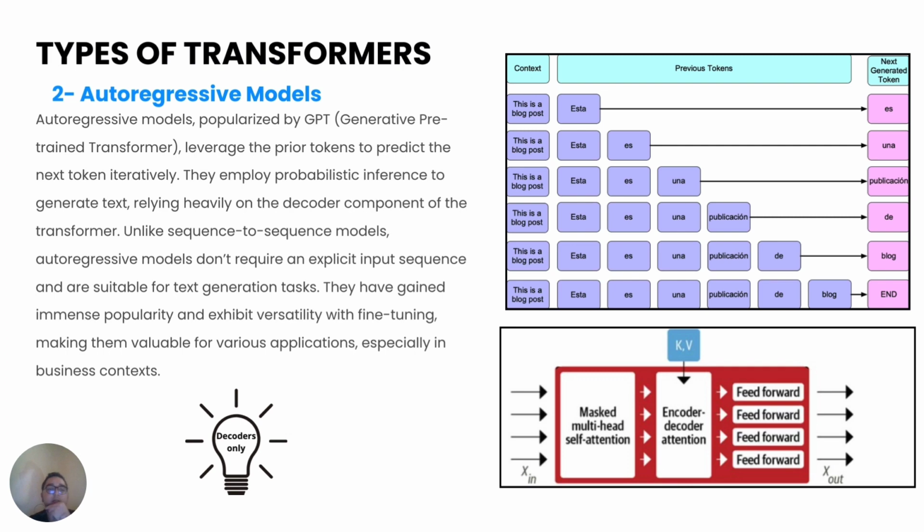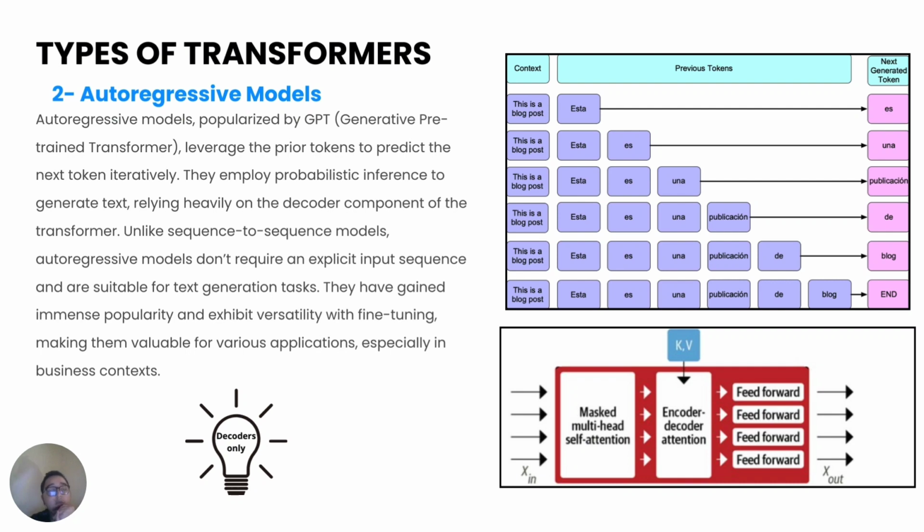The second type is the autoregressive models, popularized by GPT, generative pre-trained transformer. They leverage the prior tokens to predict the next token iteratively. They employ probabilistic inference to generate text, relying heavily on the decoder component of the transformer. Unlike sequence-to-sequence models, autoregressive models don't require an explicit input sequence and are suitable for text generation tasks. They have gained immense popularity and exhibit versatility, with fine-tuning making them valuable for various applications, especially in business contexts.